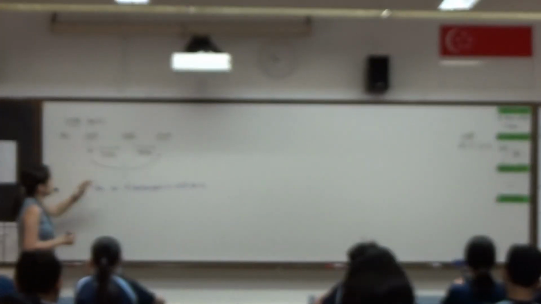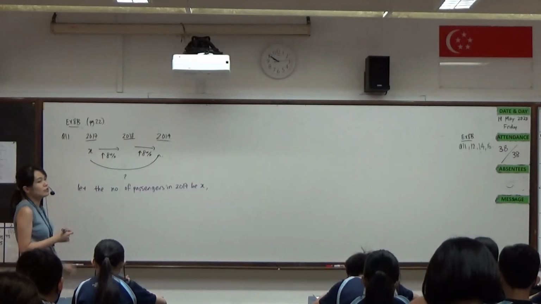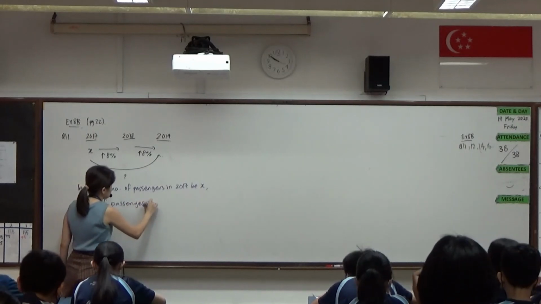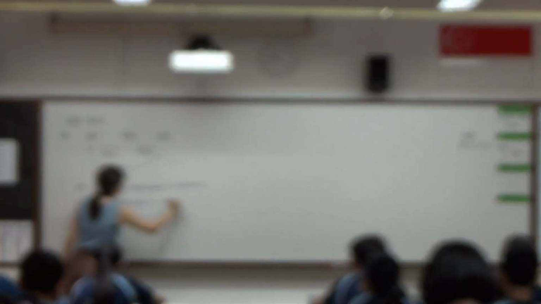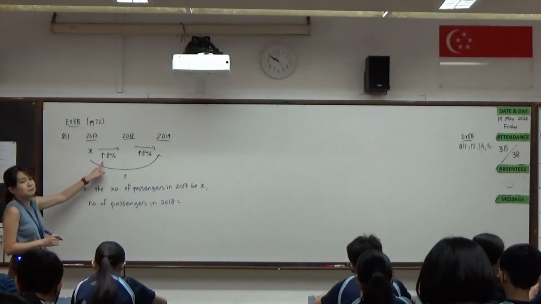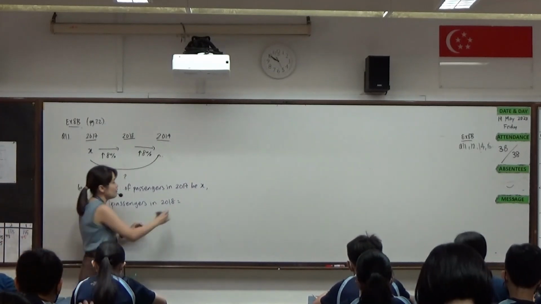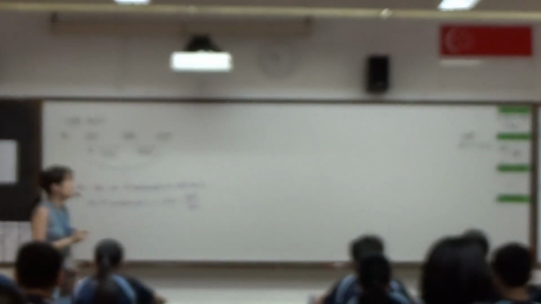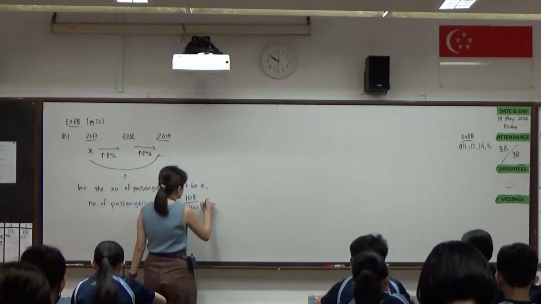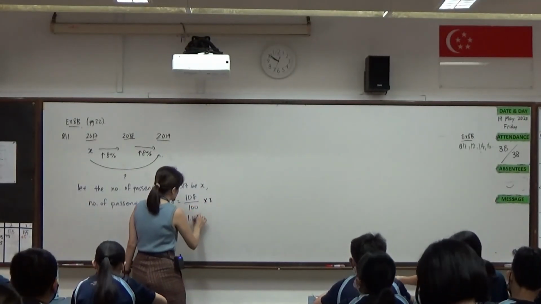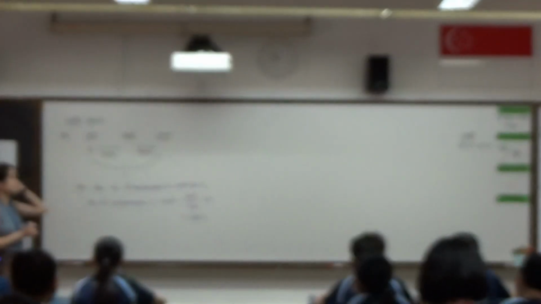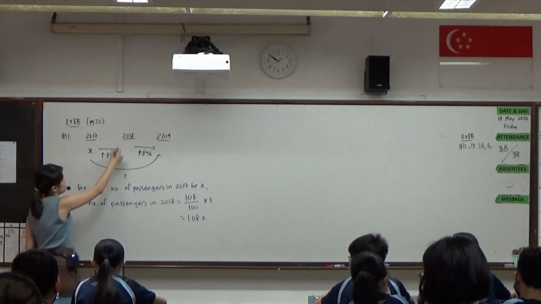In 2018 itself, because there is an increase of 8%, the number of passengers in 2018 will be 8% more. That means a total of 108%. So 108 over 100 times x, and that will be 1.08x.